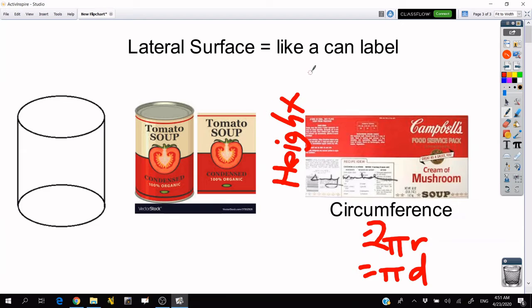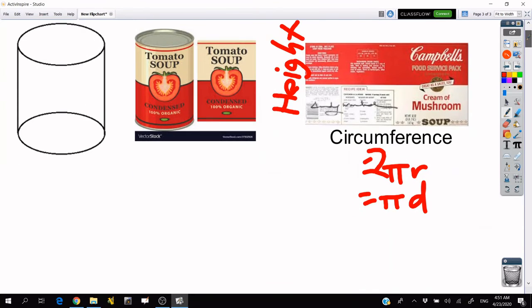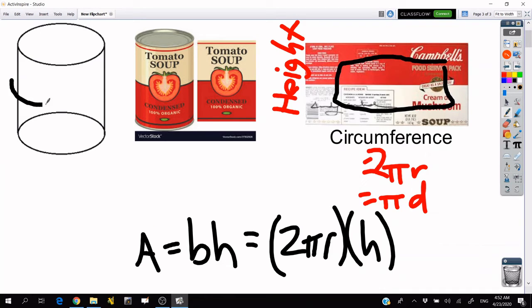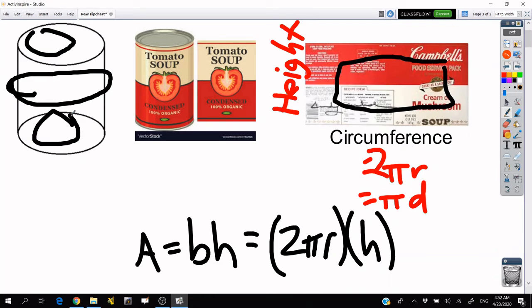So the lateral surface of a cylinder makes a rectangle, and that rectangle we can see has area of base times height, which in our case is 2 pi r times the height. And there we have the area of the lateral surface. So this is just this can label piece. So we've counted up this, which means for the surface area, we also need the circle on top and the circle on bottom. So it's easy to go ahead and finish this completely.